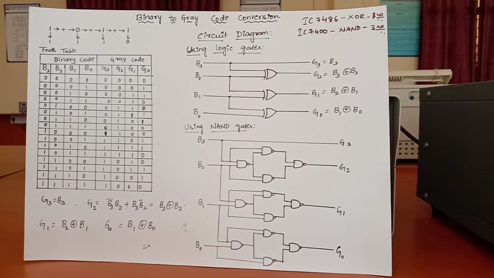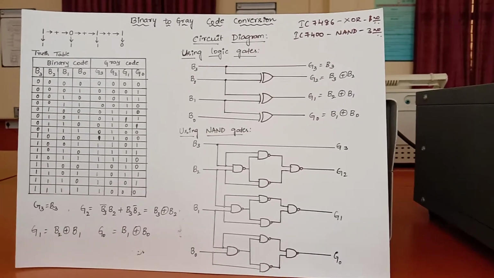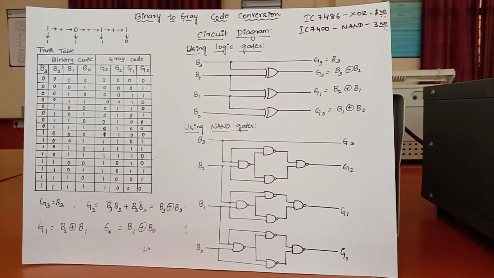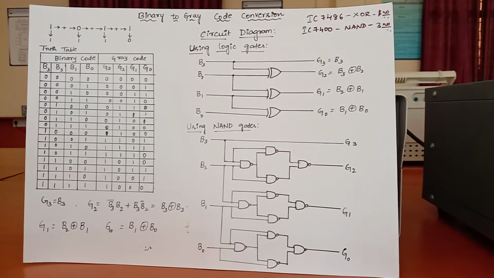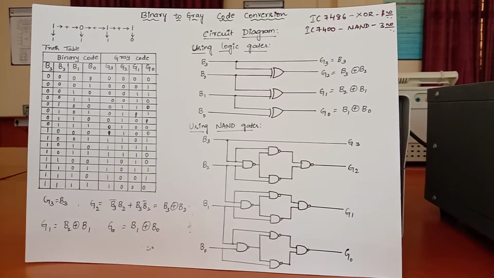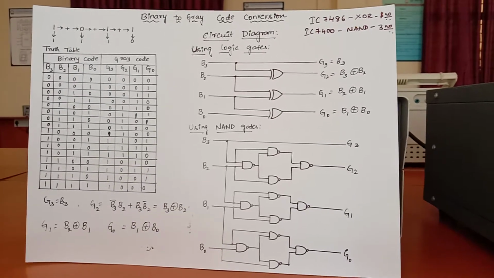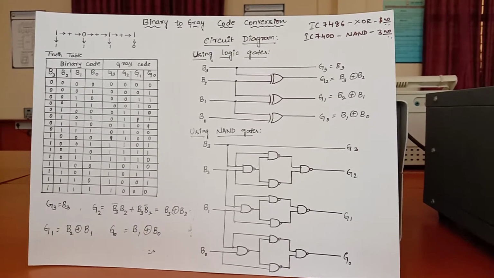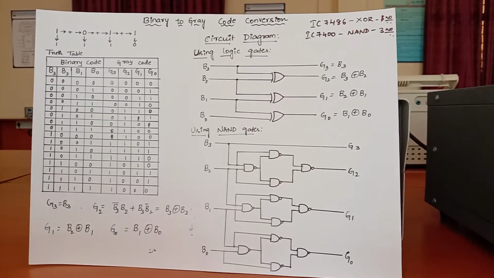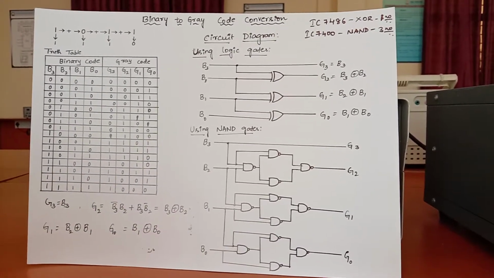The most important feature of gray code is that only one bit changes from one code word to the next. When we discuss the truth table, you will see there is only a one-bit difference from one number to another number. Therefore this is very useful in digital design and digital communication.